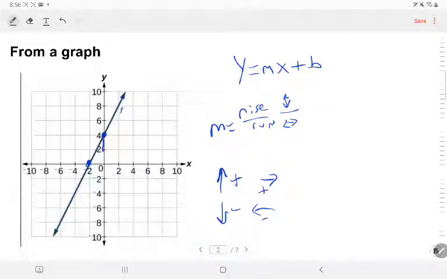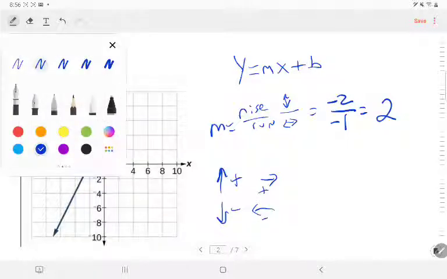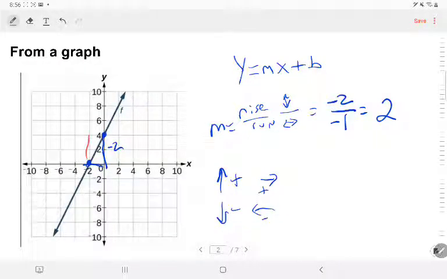We're going to go 1, 2 down. Since we're going down, that's negative. So that would be negative 2 over. Then we're going to the left, 1. That would be minus 1. So therefore my slope would be 2. Now granted, you could go from the other side and you could go up 2 and to the right 1. That's still 2 over 1, which is 2. So either way would work.